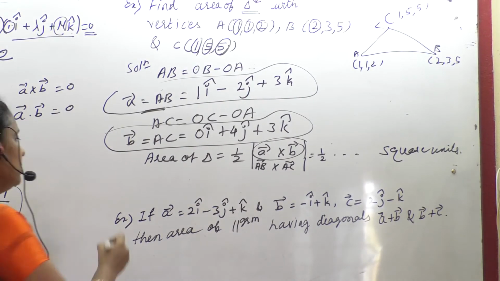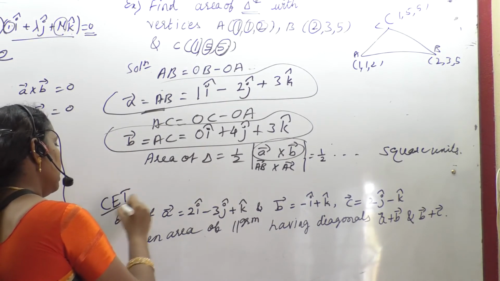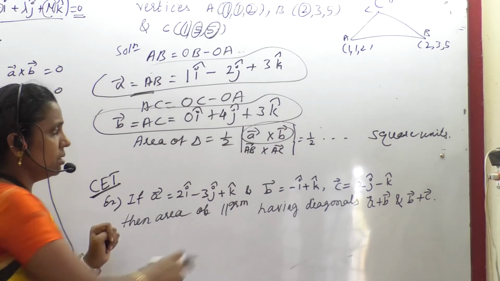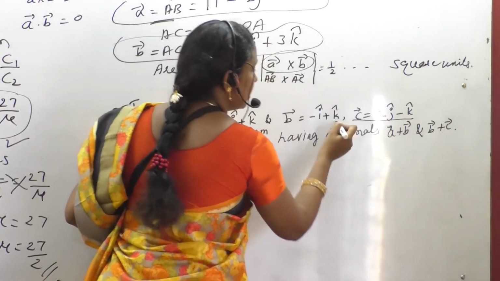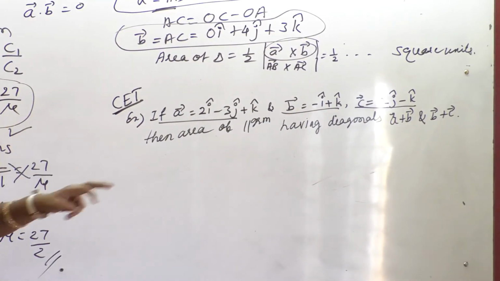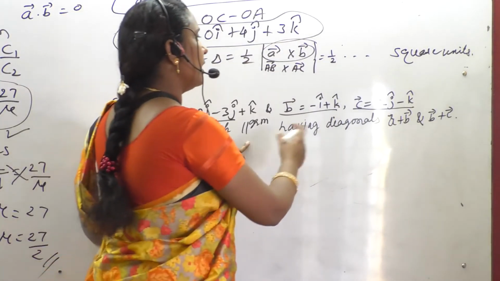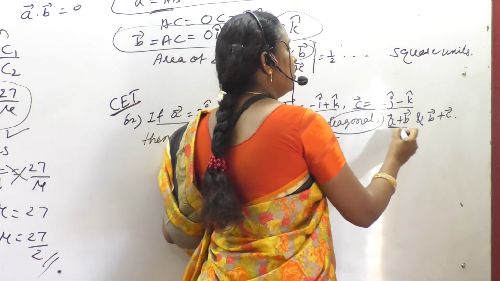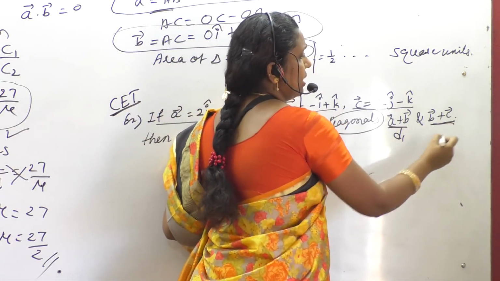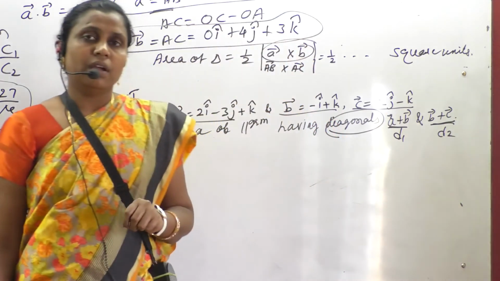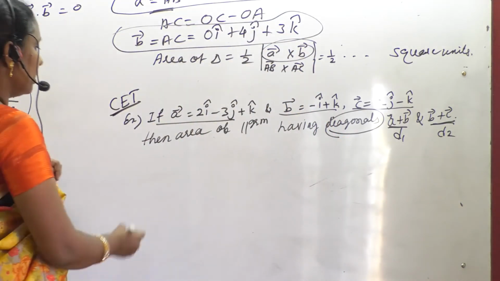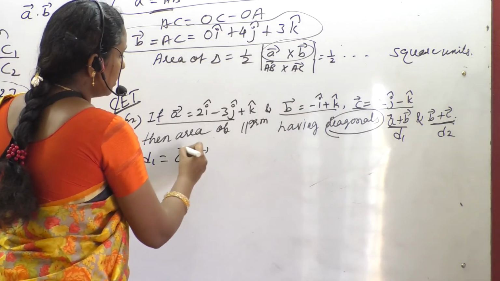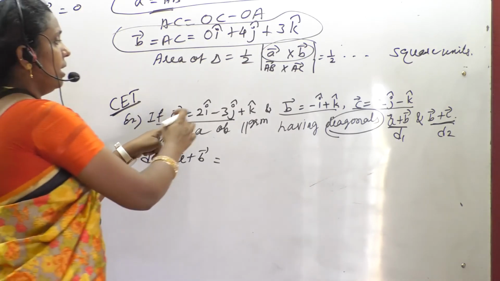Okay. So this is one of the questions from the CET. I have gathered it for you. Just go through. If A equals this, B equals this and C equals this, there are three vectors. Then the area of a parallelogram having diagonals. See this word, diagonals. Which are the diagonals? A plus B and B plus C. So I will take this as D1 and this as D2. What is D1? D1 is nothing but A plus B, add the two vectors.